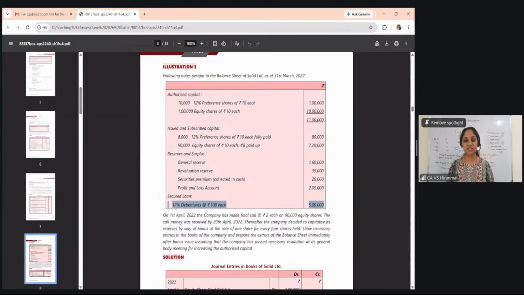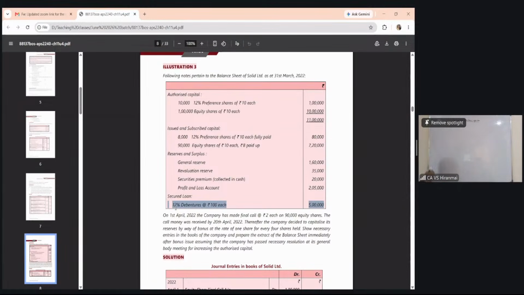I want you people to very, very quickly, along with me, pass the entries. Okay, all of you please see, the first entry will be, I told you, share final call account debit to share capital. No, no, bank account to share final call. The first one is to make the shares fully paid up. So for this, final call entry you have to pass.